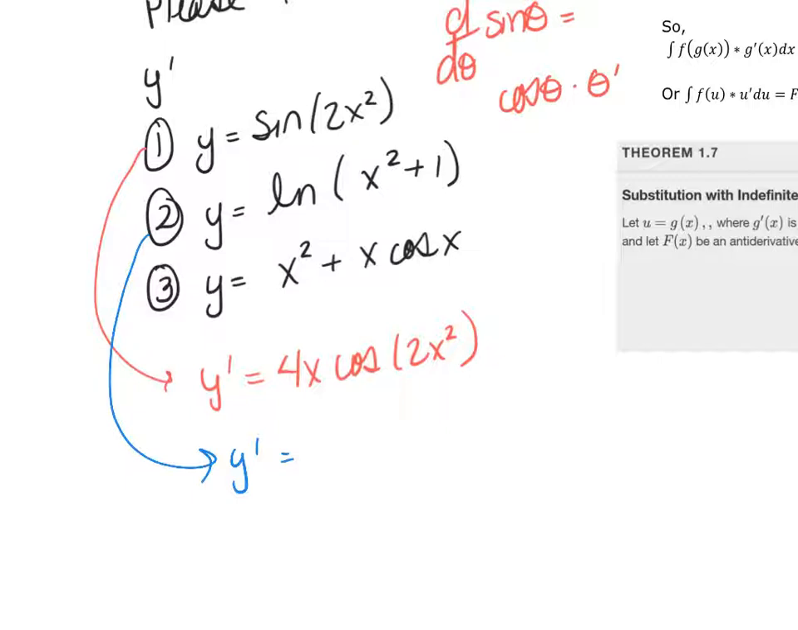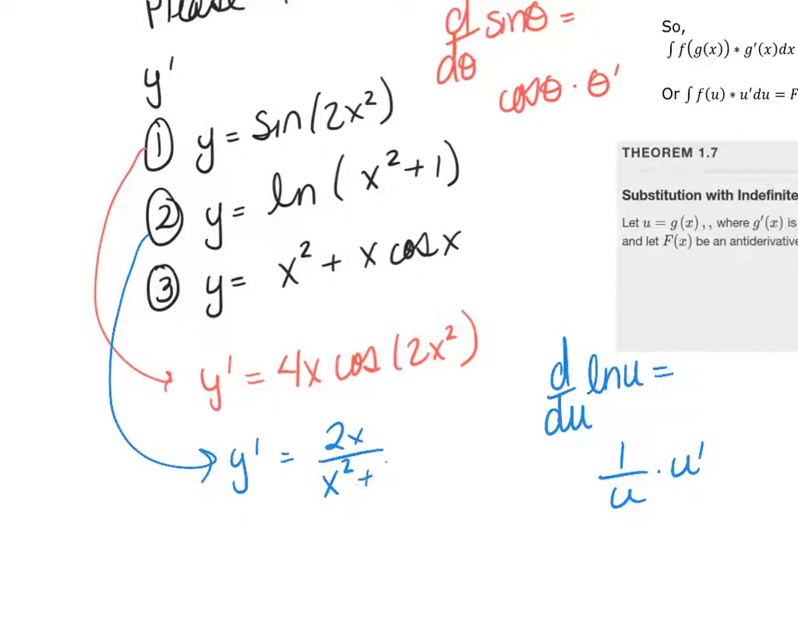All right, so for the second one, what you all are using is d/du of the natural log of u is equal to 1 over u multiplied by u prime. So we end up with the derivative of the x squared plus 1 is 2x. So that will end up being in the numerator when you clean it up. And then in the denominator, you're going to have x squared plus 1. Does anyone have any questions on that one?